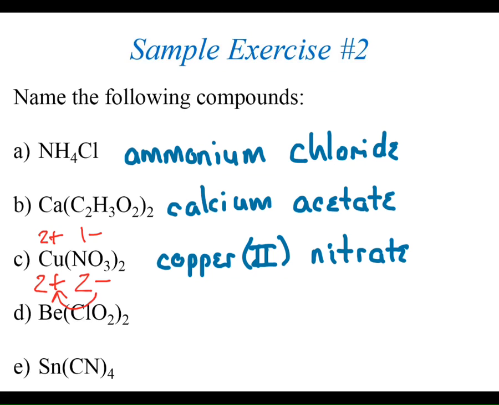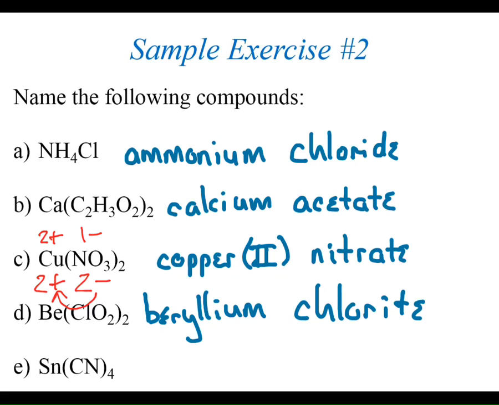Be and then that messy thing. So what's Be? Beryllium. I'm sure you can all spell that. Does beryllium need a Roman numeral? Why not? It's in group 2. ClO2 is not one of the ones I memorized, but I did memorize something similar. You learned chlorate, ClO3, right? So this has 1 less oxygen, so yes, it's called chlorite. Ite? Okay, good.